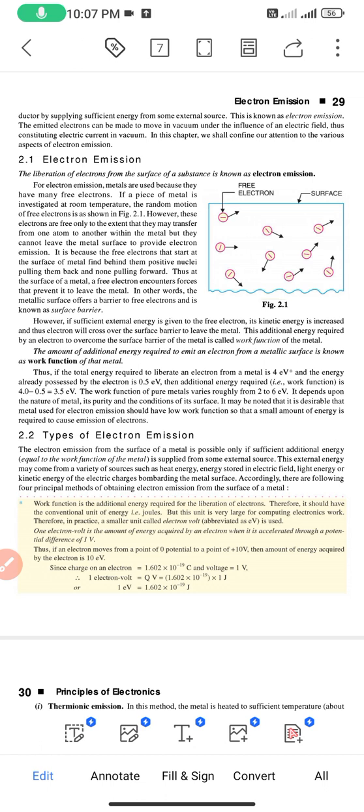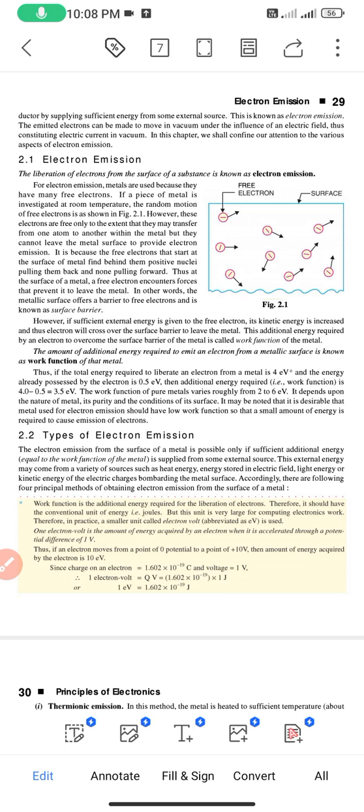The work function of pure metals varies roughly from 2 to 6 electron volt. It depends upon the nature of the metal, its purity and the conditions of its surface. It may be noted that it is desirable that the metal used for electron emission should have a low work function so that a small amount of energy is required to cause emission of electrons.